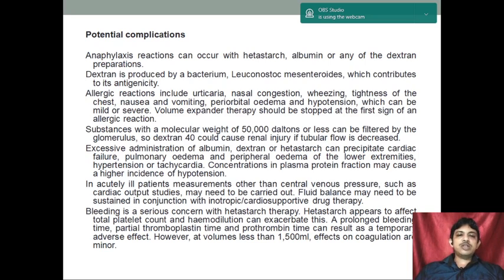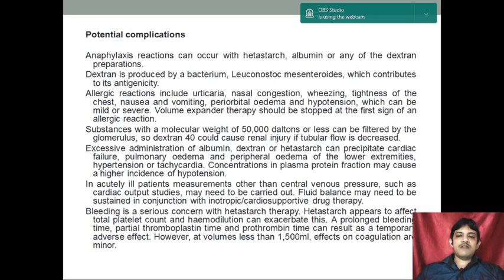Substances with a molecular weight of 50,000 Dalton or less can be filtered by the glomerulus. So if it is less, then it will be filtered by the glomerulus. That is why dextran is quickly filtered out, and it may cause renal injury. We have already discussed this. Excessive administration of albumin, dextran, or hetastarch can precipitate cardiac failure. So that is also one problem.